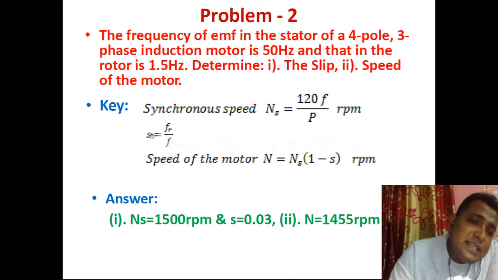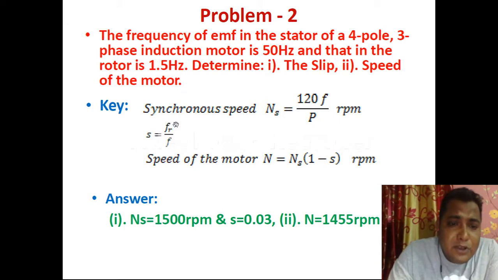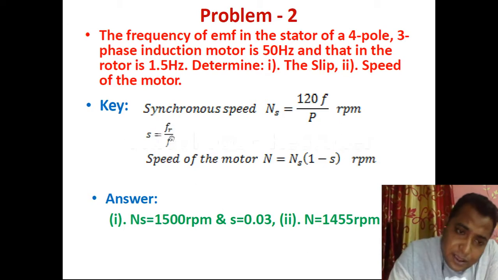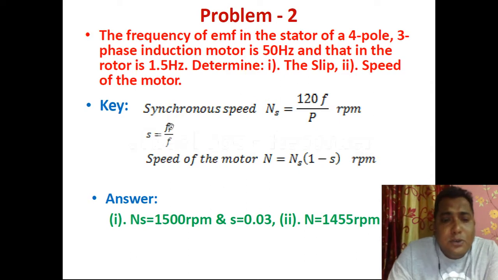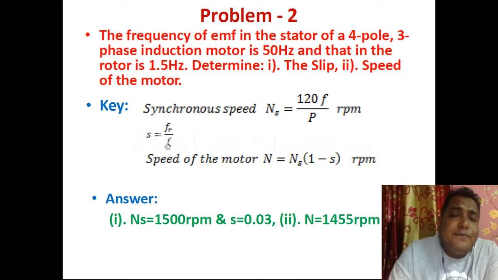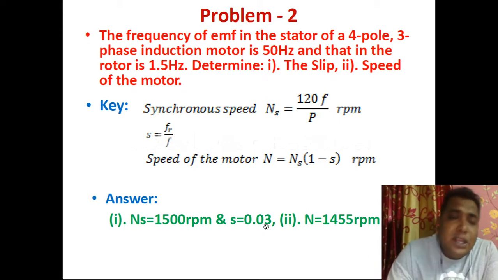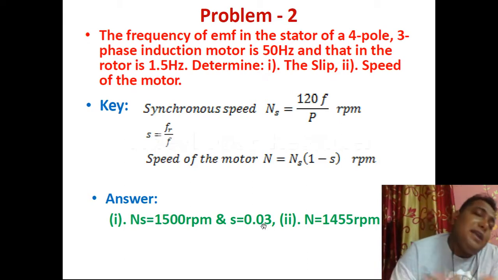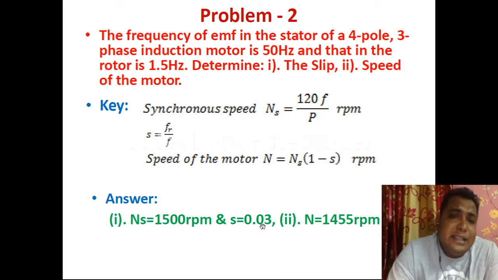Now, what is S? S is equal to Fr by F. So Fr is known, this F is known. So Fr is 1.5 and F is 50. So if we divide, we will get the slip value, that is 0.03. Okay, if we convert this into percentage, we will get 3%.